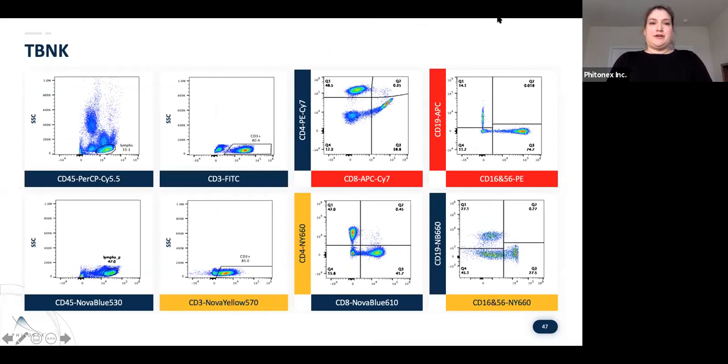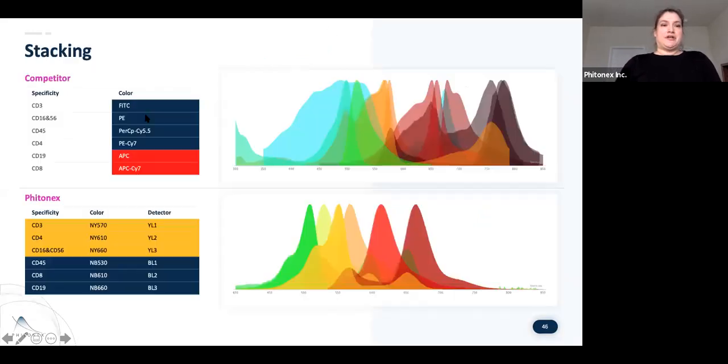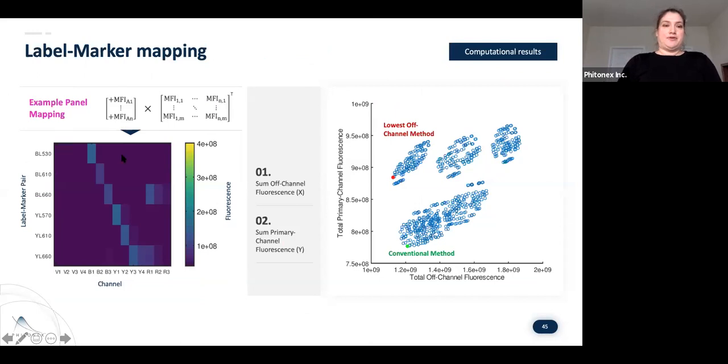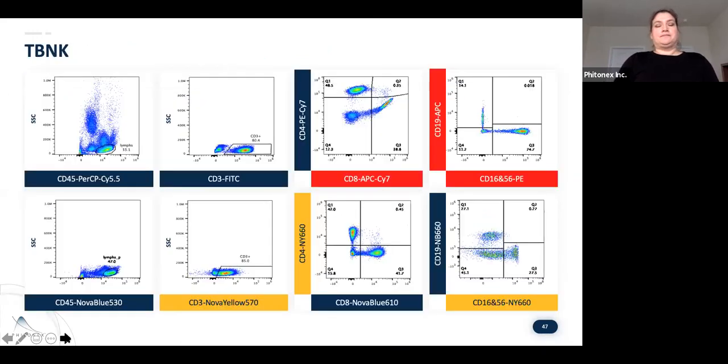And what you can see here is that on the top, wow, my computer hates me, sorry, you can see on the top that you have gating, this is using a commercially available panel, and on the bottom is our panel that we've designed. And you can see here gating on CD45, and then CD4 versus CD8, and CD19 versus CD16 and 56 in the same channel.